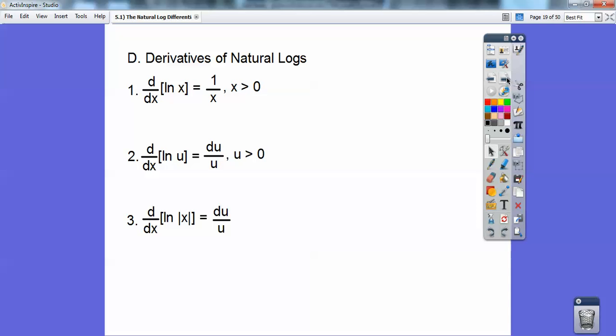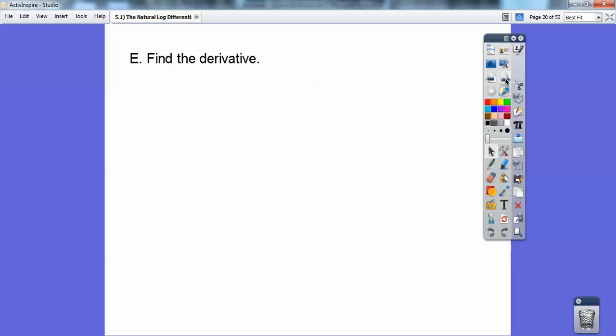All right. And the natural log of absolute value is the same, the chain divided by the reciprocal. The only difference is we don't have to restrict it to be greater than 0 because the absolute value does that for you. So don't let the absolute value scare you. It's real easy. Okay, so let's try this, you guys.